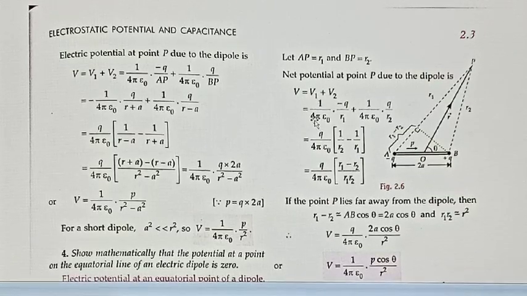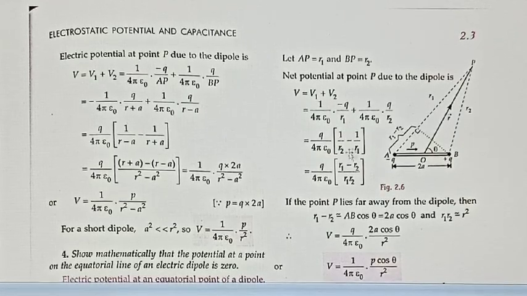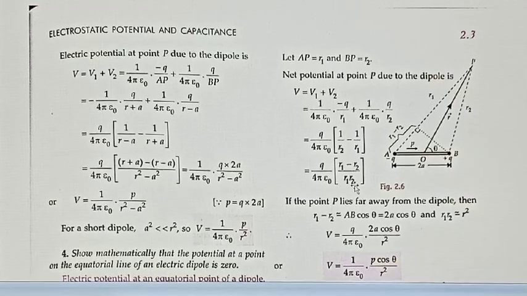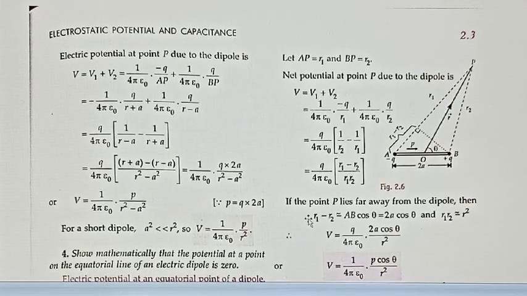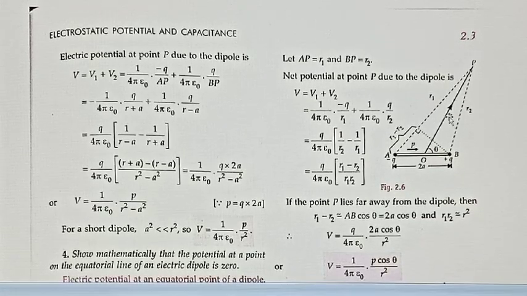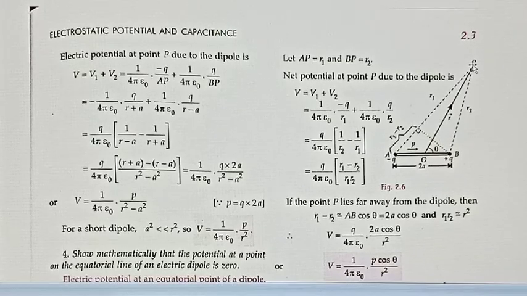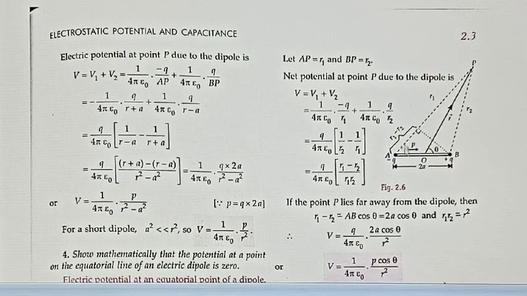So 1 by 4 pi epsilon naught minus Q by r1 plus 1 by 4 pi epsilon naught Q by r2. Take it common, it comes out to be like this. Now if the point P lies far away from the dipole, if this distance is very large, then we can make these two lines parallel. We can assume as if these two lines are parallel. That means we have considered this angle as theta. So if you consider point P to be lying at a very large distance from the dipole, then this angle also we can approximate to theta.